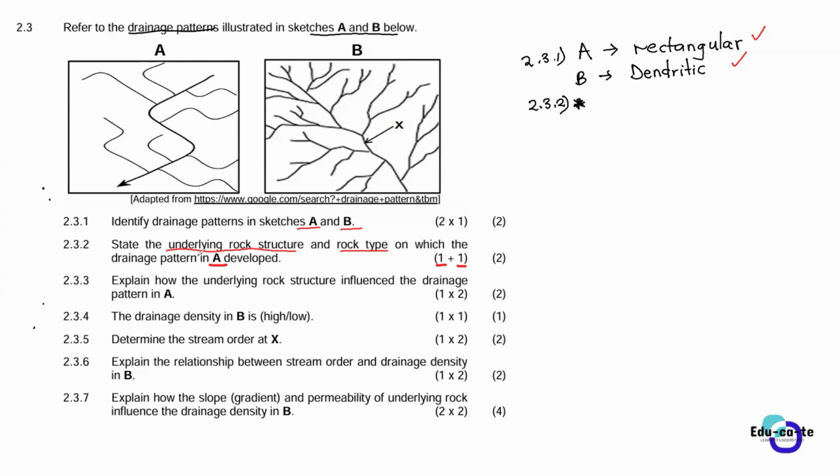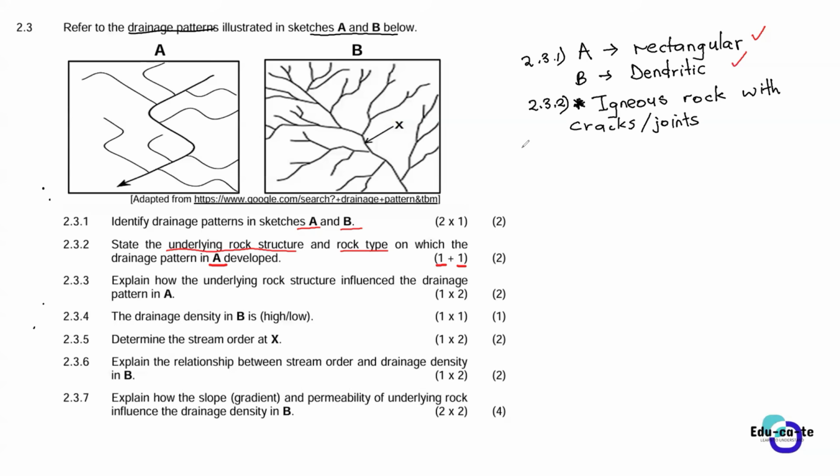All right. So here, since they say state the underlying rock structure, first of all, you explain that we've got igneous rock. We have already stated the type as well. So this one is kind of a double mark question. Okay. So this is igneous rock with cracks, or you can say with joints. So this is the underlying rock structure.